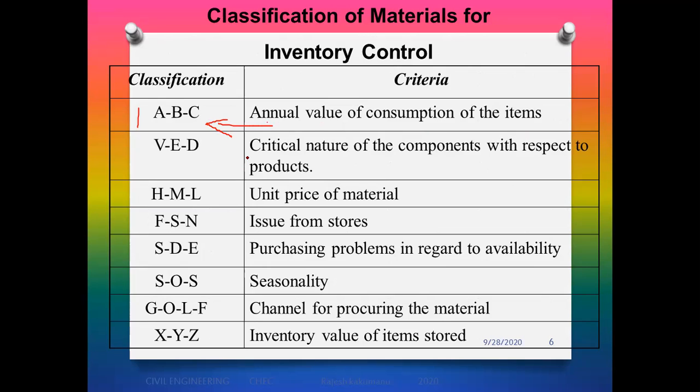Next, the second one is VED analysis. What is the meaning of VED analysis? Critical nature of the components with respect to the product. Okay, critical nature of the components with respect to the products will deal with the vital, essential, and desirable items. That is VED. Next one, HML. HML means unit price per material.